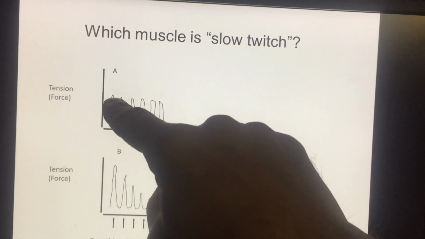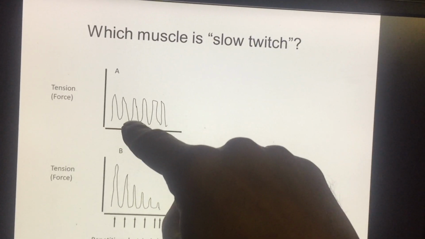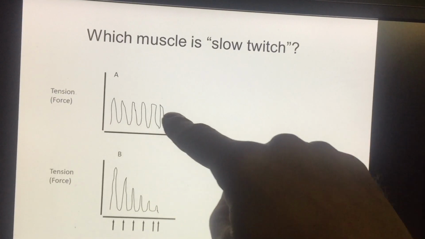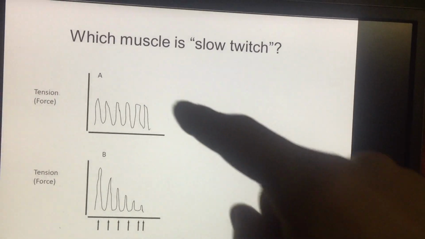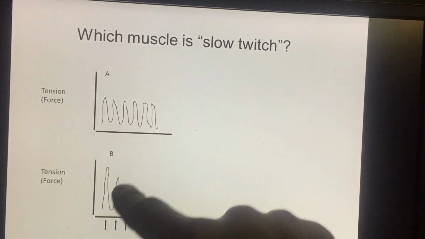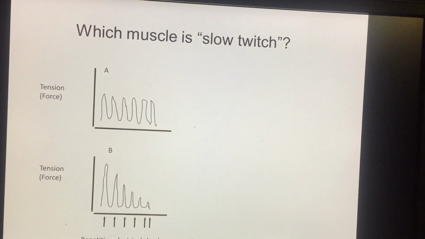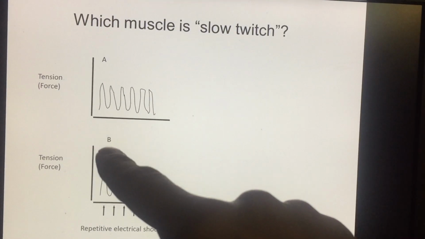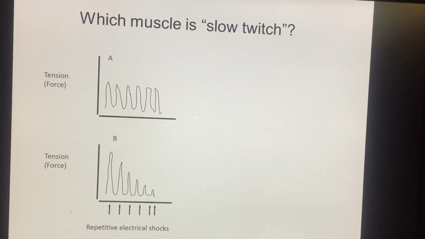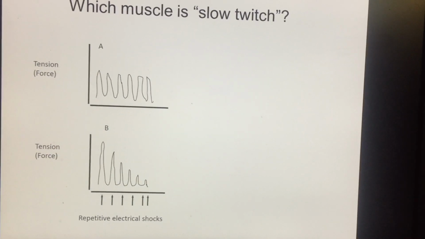So you have a smaller force production or smaller tension, but with repeated contractions, the tension is maintained better. So a slow twitch fiber is less fatigable than a fast twitch fiber. And a fast twitch fiber tends to have a great amount of fatigue. It has a high force output at the start, but then with repeated contractions, you get a rapid reduction in force. So it's very fatigable.